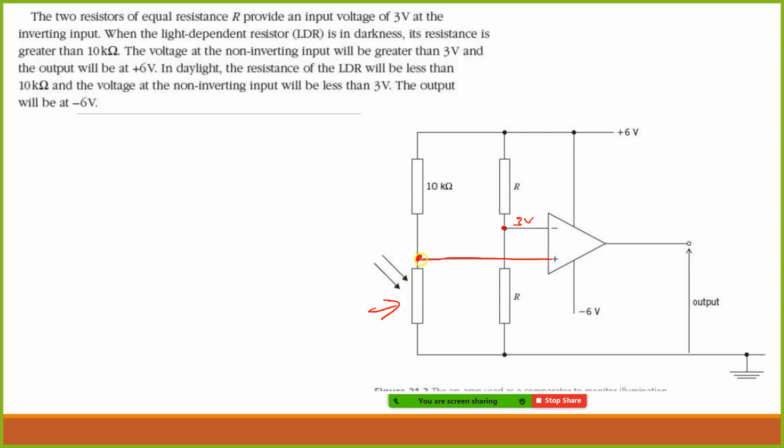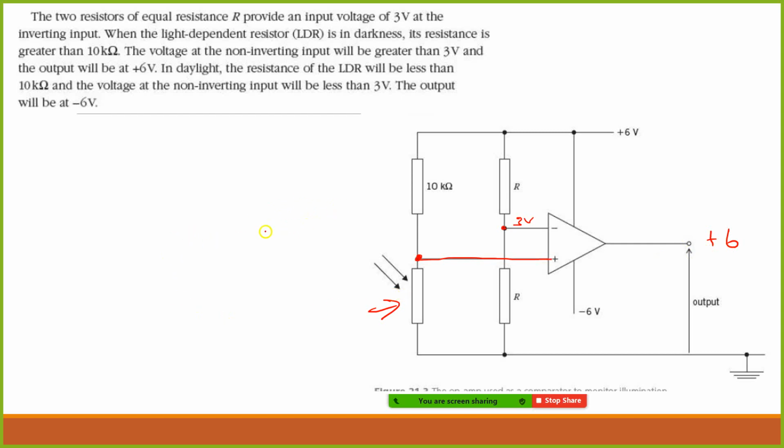And when it is requiring more voltage, it means that because the non-inverting terminal is connected in between it, the non-inverting is going to have a much larger voltage there. Hence, it's now going to not only amplify the signal but compare it and say, hey, the one at the positive is greater. So at the end of the day, I must have a positive output. So it's going to be positive 6.